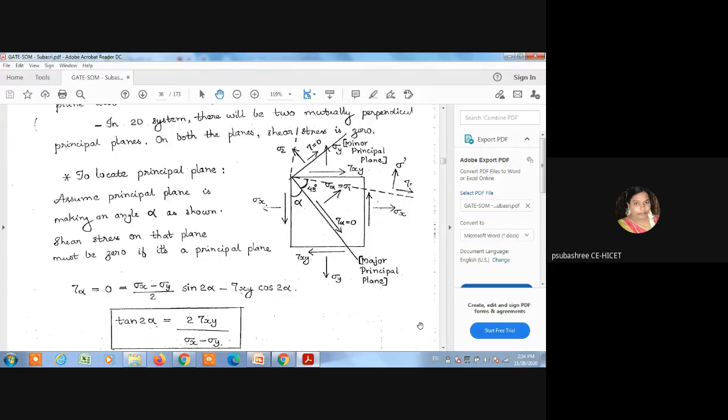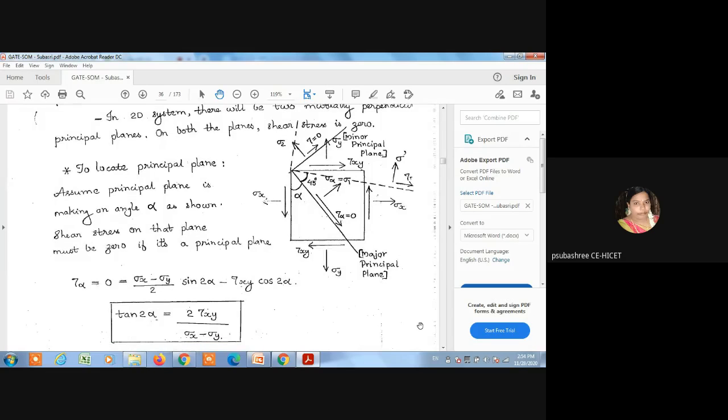And the location of principal plane. What is the formula? Tan 2 alpha, where alpha is the angle, is equal to 2 into tau xy divided by sigma x minus sigma y. This is the first formula, the location of the principal plane.